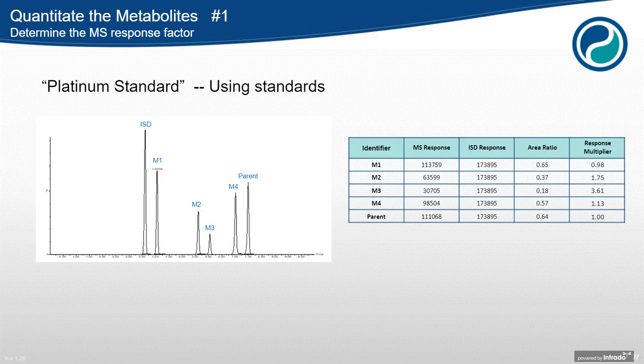So there are several ways. The best way is to use authentic chemical standards of metabolites. And you generate an equimolar solution of those, you run an LCMS run, and then you can simply compare the peak areas of metabolite versus parent and determine the differences in ionization potential.